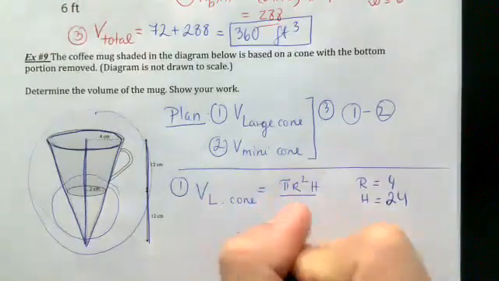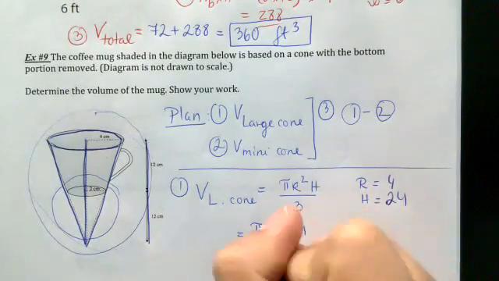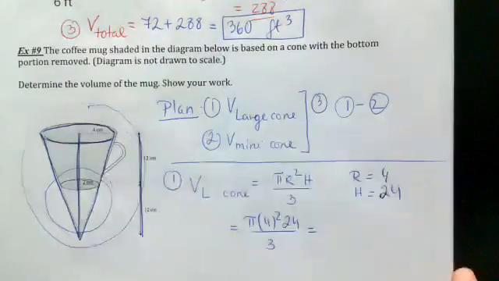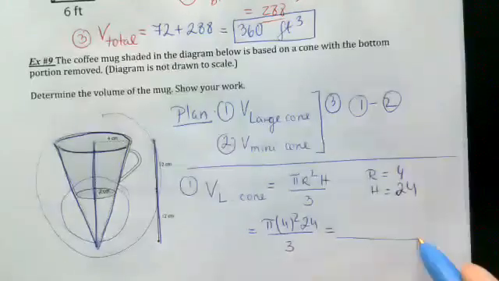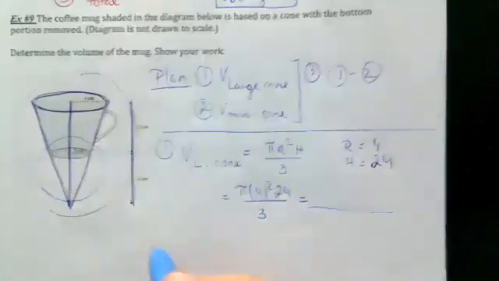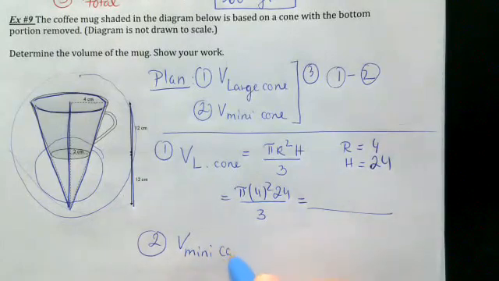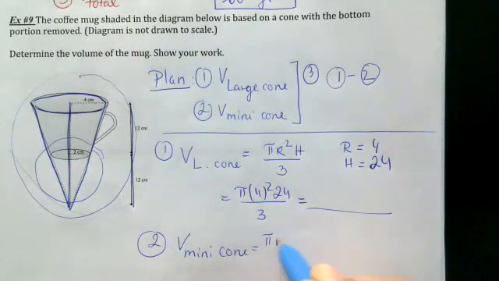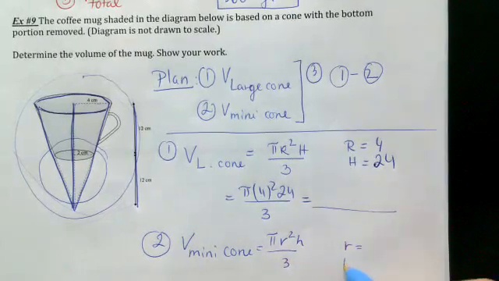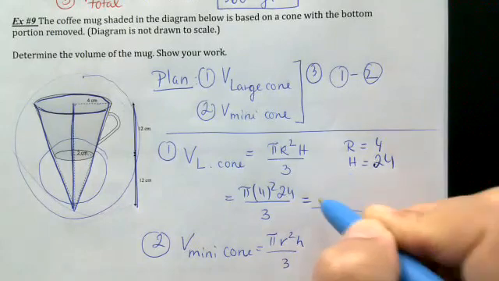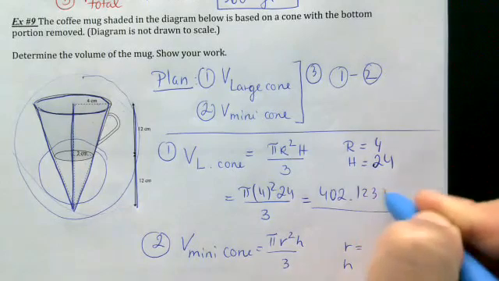So equals pi times 4 squared times 24 divided by 3 equals 402.123, yeah.